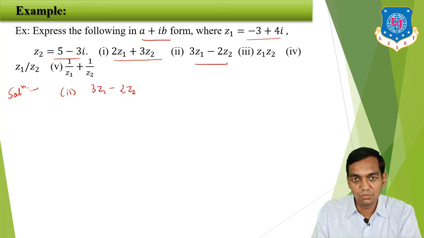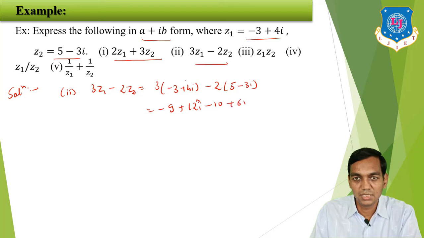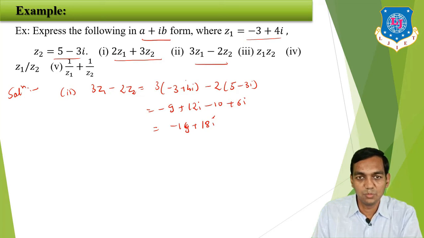3Z1 minus 2Z2. That is 3 into Z1, 3 into minus 3 plus 4i, minus 2 into Z2, 5 minus 3i. And that will be minus 9 plus 12i minus 10 plus 6i. So you will have minus 19 plus 18i. Okay. In the same manner, second example. This is your complex form, a plus ib.